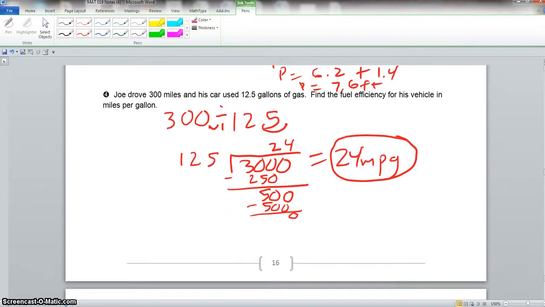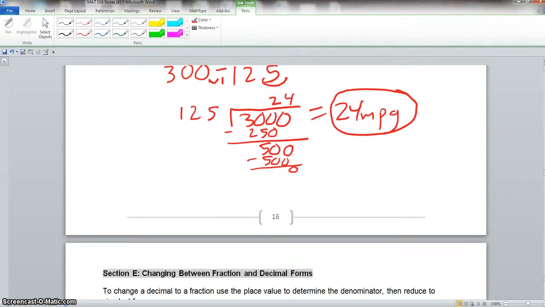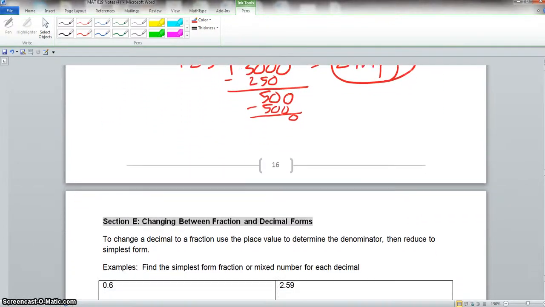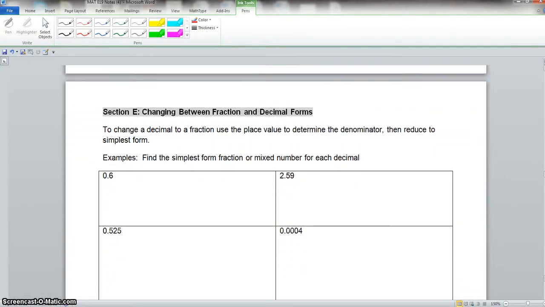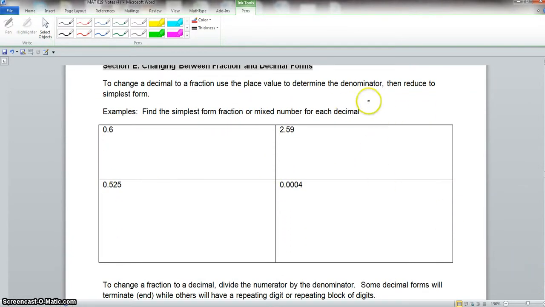Now, we go on to the next page. It says change between fraction and decimal forms. To change the decimal to a fraction, use the place value to determine the denominator, then reduce to the simplest form. Examples: find the simplest form fraction or mixed number for each decimal.